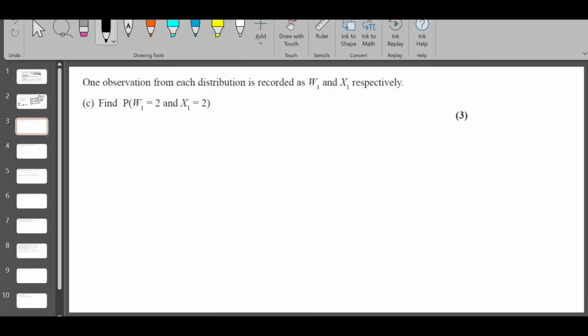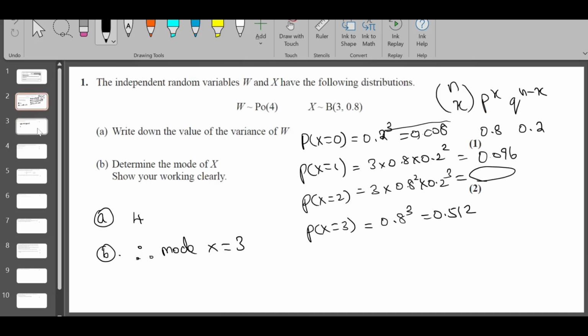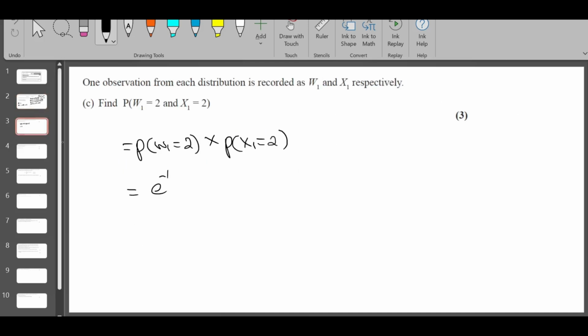One observation from each distribution is recorded as W1, X1. Find P of W1 is equal to 2 and X1 is equal to 2. Apply the formula. W is a Poisson distribution, so e power minus lambda, lambda power 2 by 2 factorial. Here it's binomial, 3C2 p power 2 q power 3 minus 2.